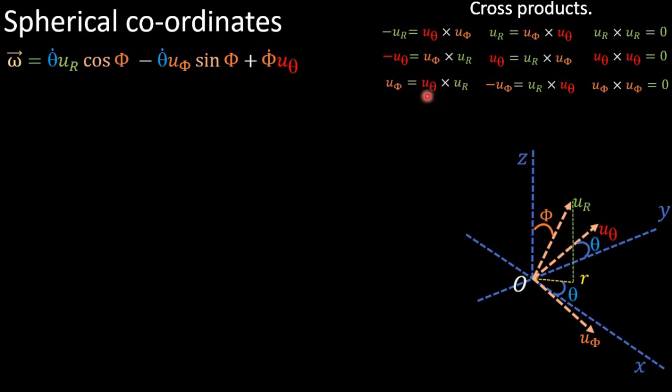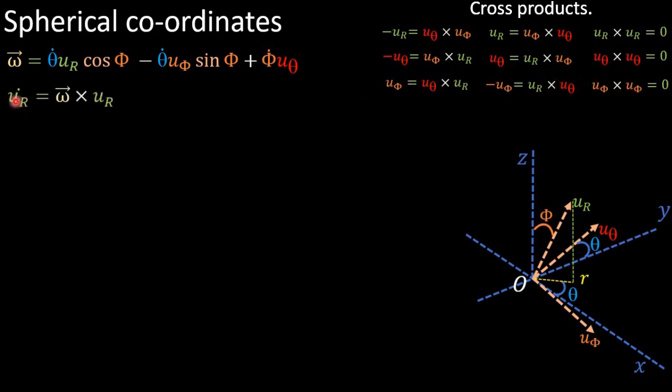Here I've got u sub theta crossed with u sub r, which gives me a positive u sub phi, and u sub r crossed with u sub theta will give me negative u sub phi. So these are all the combinations I have. The cross product between two vectors that are the same, so u sub r crossed with u sub r will give 0, u sub theta crossed with u sub theta gives 0, and u sub phi crossed with u sub phi gives 0. So these are all the cross products that we have.